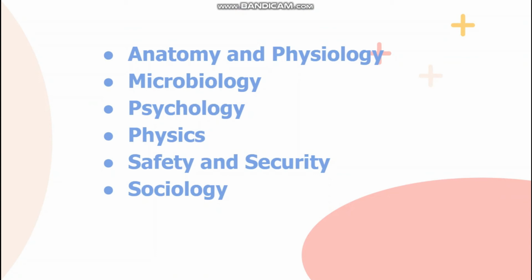Microbiology. Microorganisms may complicate or worsen the condition of the patient. Maintaining the sterility of the equipment is a must in performing such procedure. Psychology. Before conducting the procedure, the nurse must explain the procedure and the purpose to the client to alleviate anxiety.